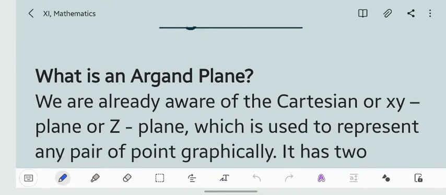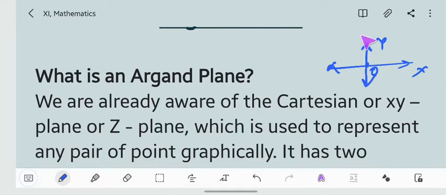You have already studied the Cartesian or XY plane, which is used to represent any pair of points graphically. What I mean to say here is the plane which has the x-axis as well as the y-axis. This one is the x-axis, this one is the y-axis. The intersection of these two perpendicular lines gives you the origin O.